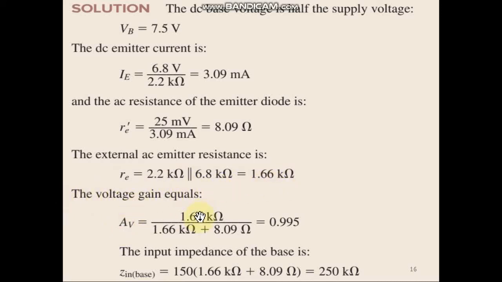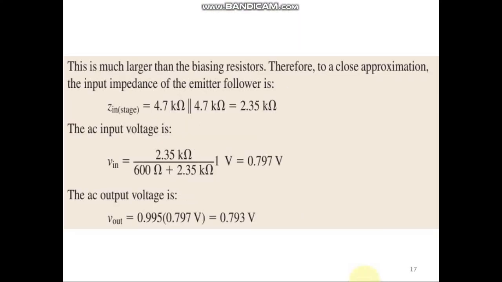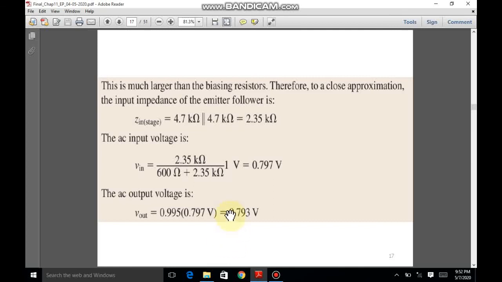Now the voltage gain is 1.66 upon 1.66 plus 8.09, that is 0.995. So we are using the voltage gain equation here, RE upon RE plus RE dash, to find out the voltage gain. We are getting almost 1. The input impedance of the base will be how much? Beta (RE plus RE dash), so that is 250 kilo ohm. The value of Z in base is 250 kilo ohm.